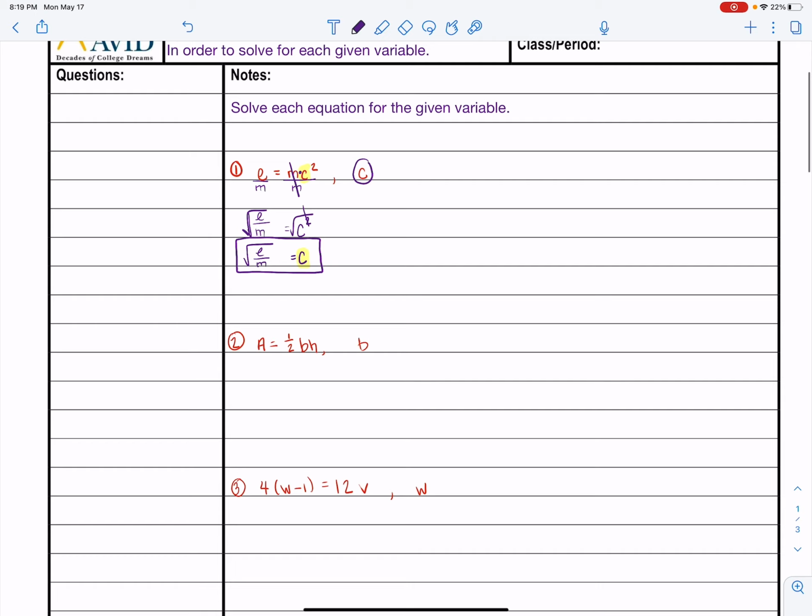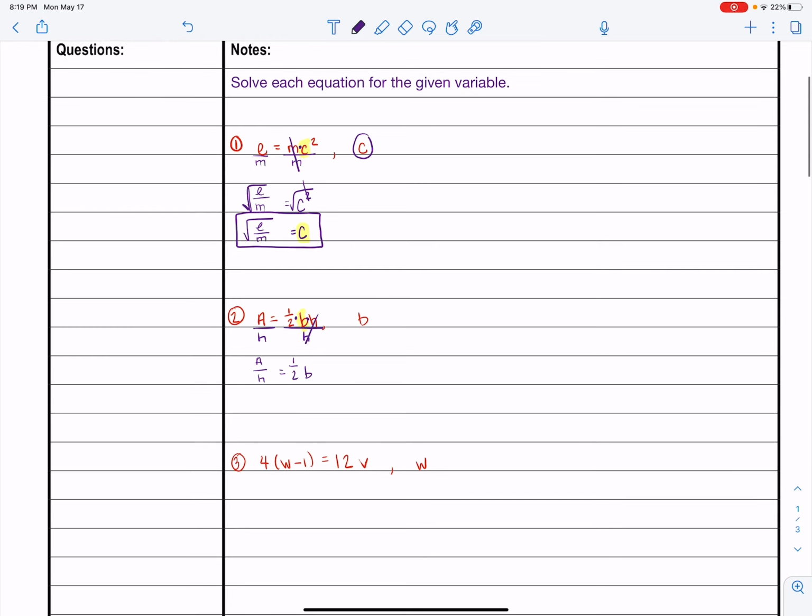The next equation, a equals 1/2 bh, and I want to solve for b. So if I want b alone, the first thing I notice is that I have 1/2 times b times h. And if everything is being multiplied, then the opposite of that is to divide. But it's weird to divide by a fraction, so let's just get rid of the h first. So the h's cancel. I have 1/2 b. I'm closer to getting b by itself. And a divided by h I can't do anything with.